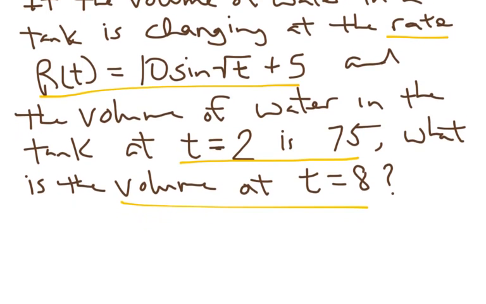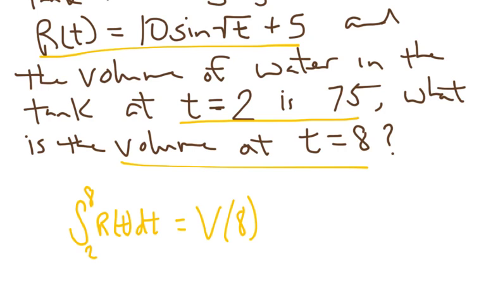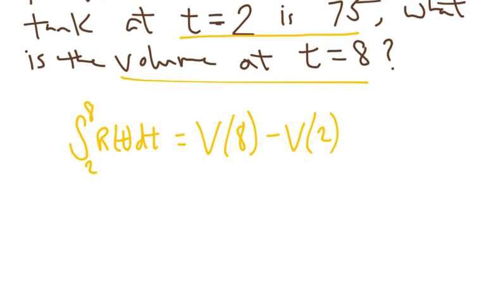And so we could set this up in the original form of the fundamental theorem, if that's easier for you, then go right ahead. So we're going to do a definite integral from 2 to 8, and we're going to integrate the rate, r of t dt, and that's going to give us the volume at 8 minus the volume at 2, and we want to find the volume at 8. And so that's the key to the setup right there.